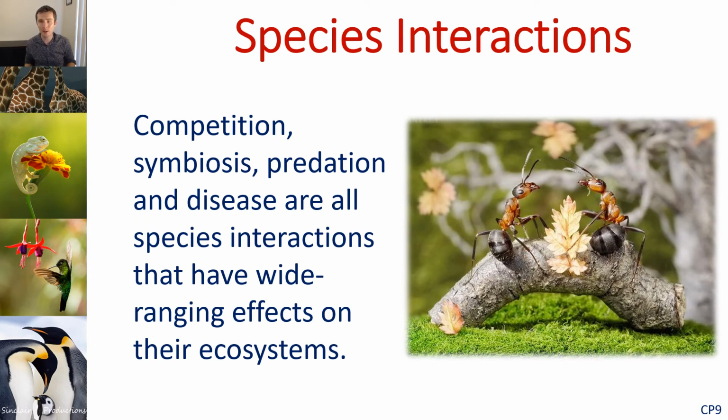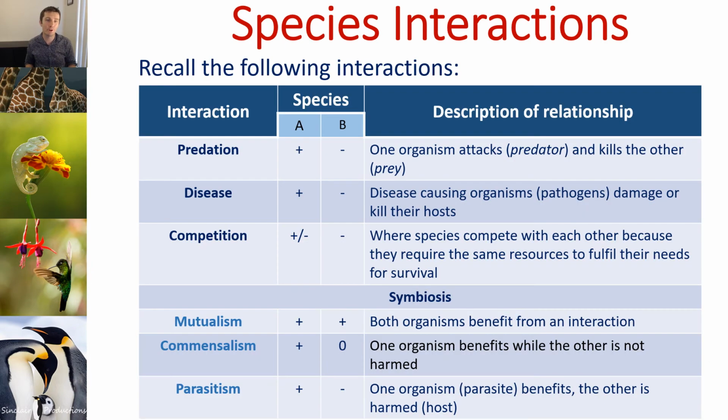When we look at species interactions, they can also be used to classify organisms based on competition, symbiosis, predation, and disease, because these different interactions have wide-ranging effects on ecosystems. I'm not going to go through all of this in detail like I have previously, because we've talked about these interactions, so hopefully you know it.